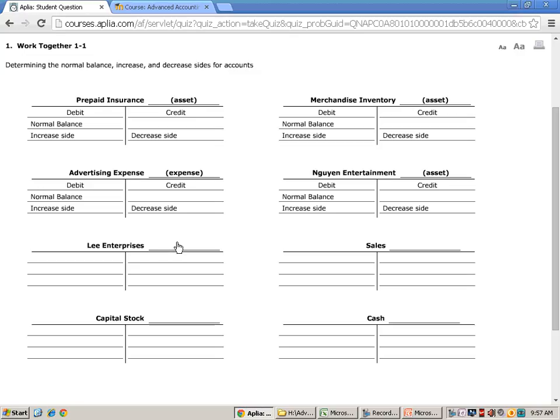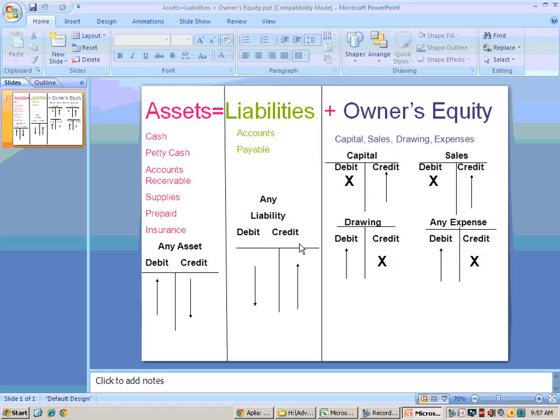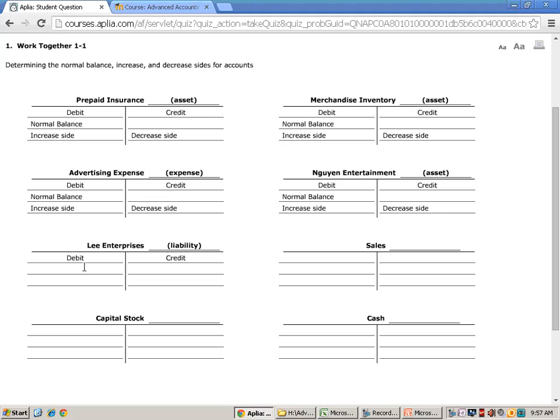Lee Enterprises. Lee Enterprises is an accounts payable. Anything that ends in the word payable is a liability. So this one's going to be a bit different. We always have debit being the left, credit being the right. Now, looking at our sheet here, for a liability, your increase side is always your credit side, and a debit is always your decrease side. So it's opposite of assets because it's on the opposite side of the equal sign in the accounting equation. So our debit is our decrease side, our credit is our increase side. Then our normal balance, which is the side that increases, is going to be a credit.